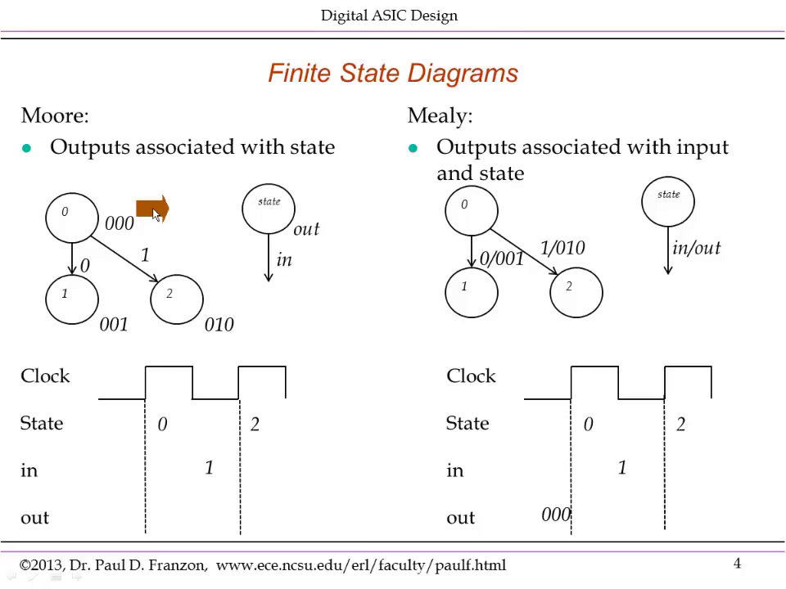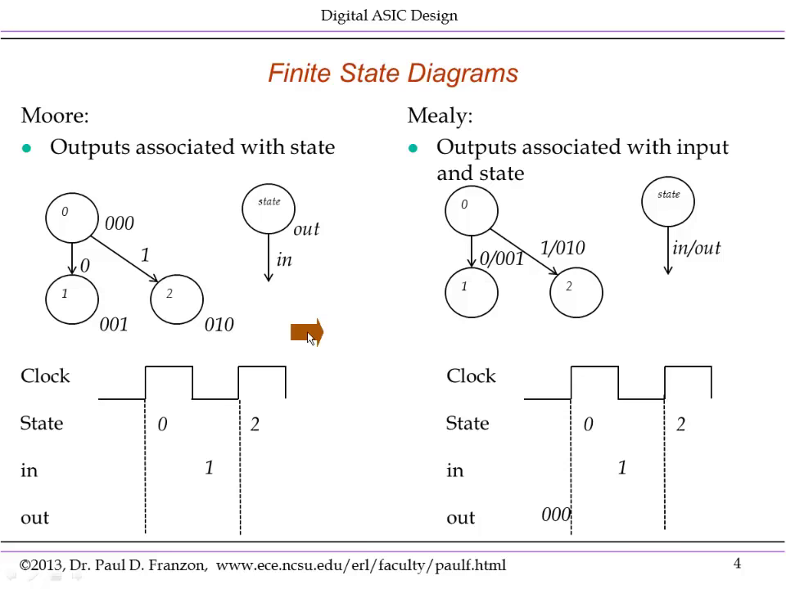On the next clock cycle, because I don't show a feedback structure here, if the input is 0, we go to state 1. If the input is 1, we go to state 2. While we're in state 1, the output is 0, 0, 1. While we're in state 2, the output is 0, 1, 0. So this is the general structure for a Moore machine.